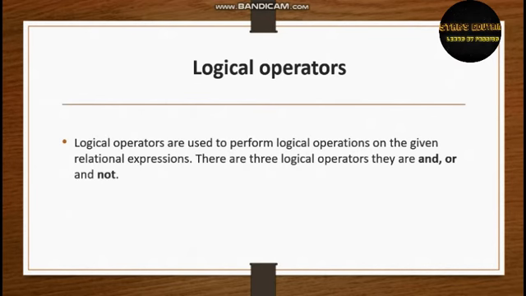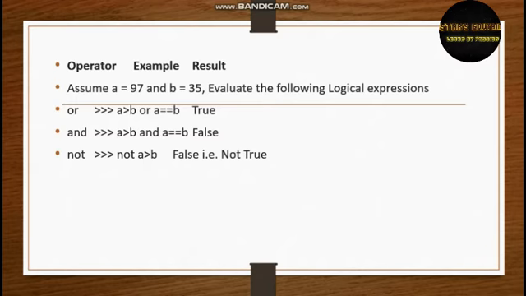An example for that is here. We are assuming A equals 97 and B equals 35. To evaluate logical expressions, using the OR keyword we define the OR statement in Python programming. For example, A is greater than B, we know already that is true, or A equals B. Here we are giving two conditions, but it checks only one condition. If one condition is satisfied, then it will print the first condition's result. If the first condition is false, it will go on to the second condition and check whether it is true or not, and give the output according to the conditions.